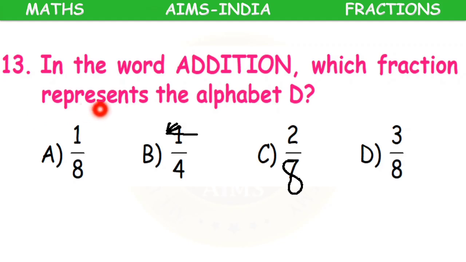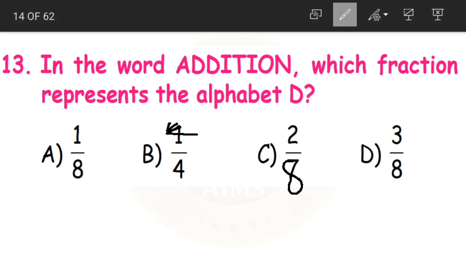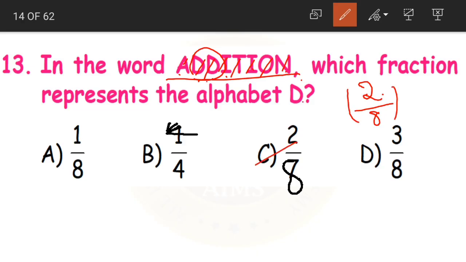Next, question number 13. In the word addition, which fraction represents the alphabet D? Now, what are they saying in the word addition? Which fraction represents the alphabet D? There are 2 D's. So, the numerator will be 2. And how many letters do we have, children? 1, 2, 3, 4, 5, 6, 7, 8. We are having 8 letters in total, out of which only 2 are D. So the fraction would be 2 by 8. So option C, 2 by 8 becomes our correct answer.